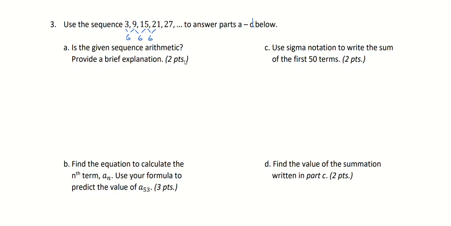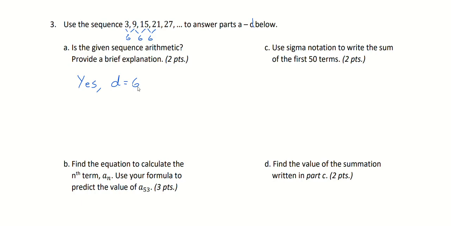So is it arithmetic? Here's your 2 points. Yes. And what do we need for a brief explanation? Do I need to say each number is found by adding 6 to the previous? Do I need to be that wordy? What do you think I could write to be way easier? This is fine. This is sufficient. You could say the common difference is 6. I'm good with that. We have it. It is an arithmetic sequence.